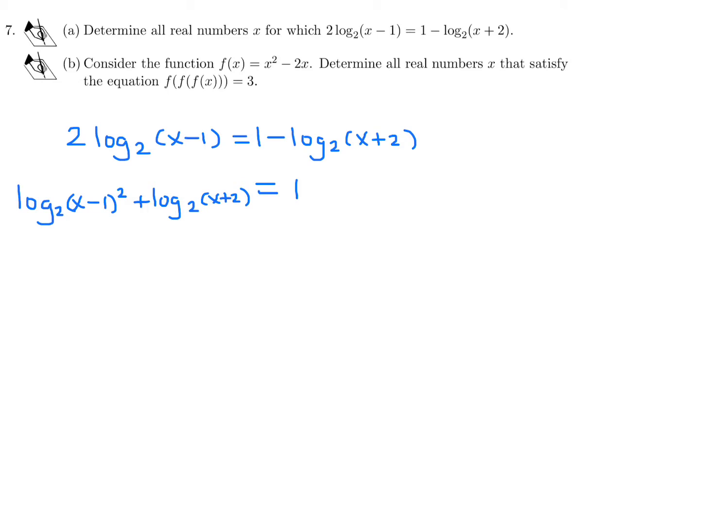Now there's a lot of log rules here, and I'm sure you know all the log rules. You don't need me to write them all out. And if you're in grade 12, you should definitely know all the log rules.